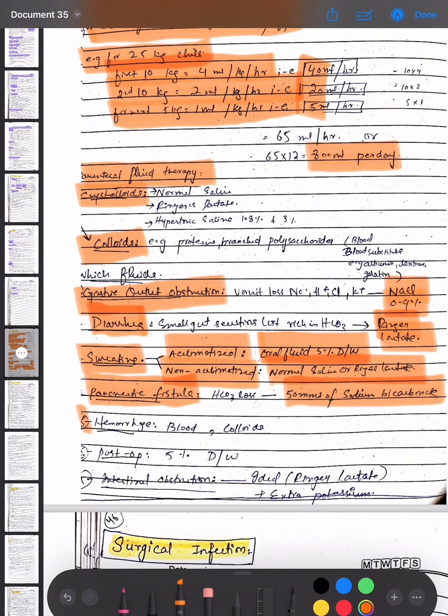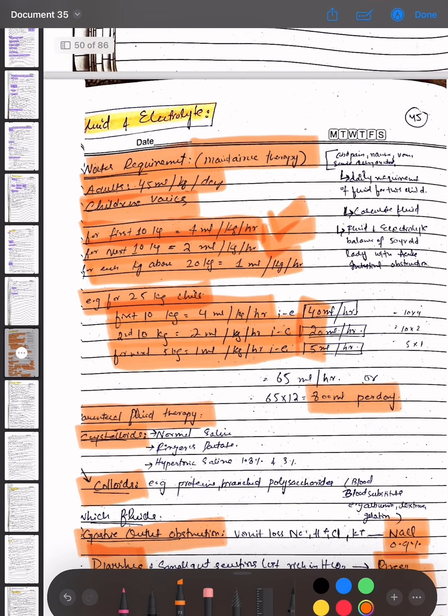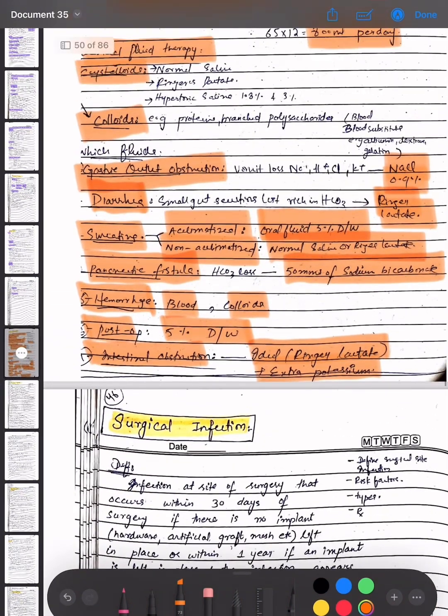In hemorrhage, blood is lost, so blood and colloids are given. During post-op, 5% dextrose water is given, and in intestinal obstruction, ideally Ringer lactate is given, plus extra potassium can also be given. As the question is asked here, there is intestinal obstruction in a 50-year-old lady. So you know that in intestinal obstruction, ideally we give Ringer lactate plus extra potassium.